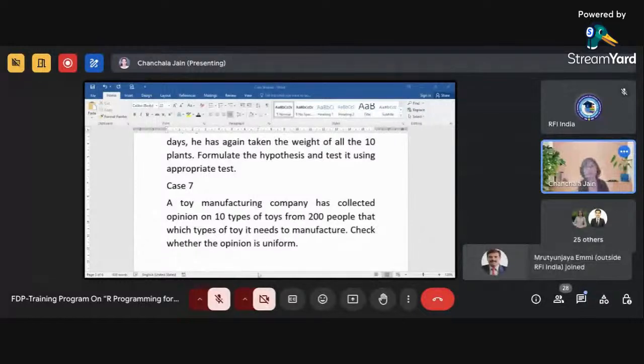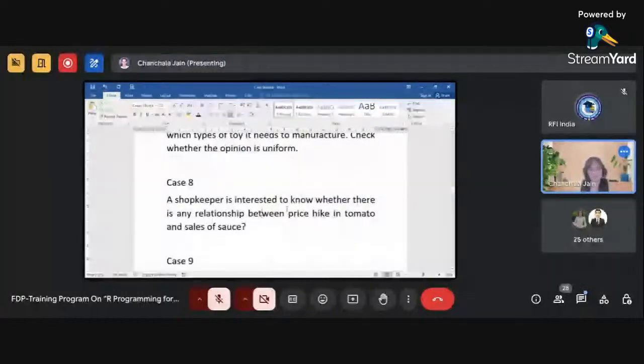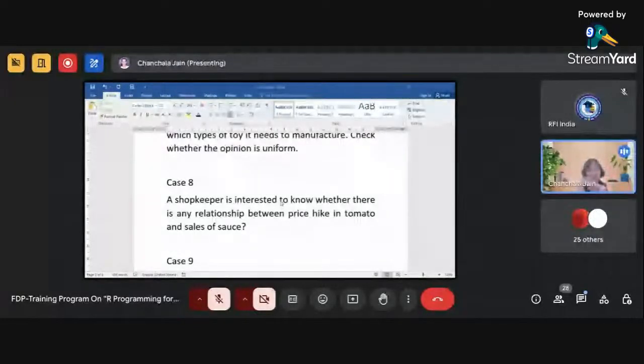Now we will talk about the next situation. I hope it's visible. Yes, ma'am. Correlation, madam, because the relation between the price hike in tomato and the sales of cars. Chandrasekhar sir is saying it's a correlation case. Any other opinion?